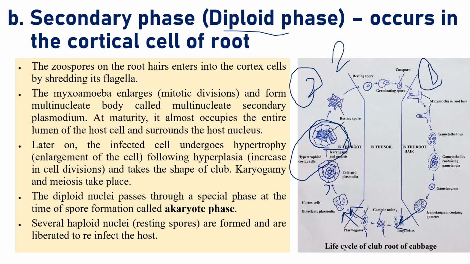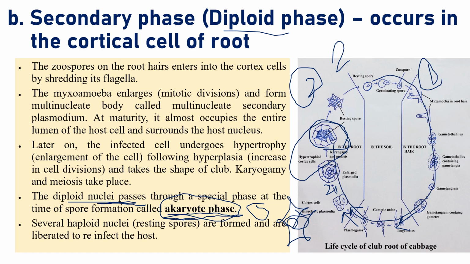Here this is in the diploid stage now. These diploid nuclei go through a special phase known as the cruciform phase. This is one of the special phases. Can it be observed in the primary phase or secondary phase of the club root of cabbage life cycle? In the secondary phase only, these diploid nuclei pass through a special phase during the formation of spores. Later, several haploid resting spores are formed and liberated in the host. Again the life cycle continues like this.